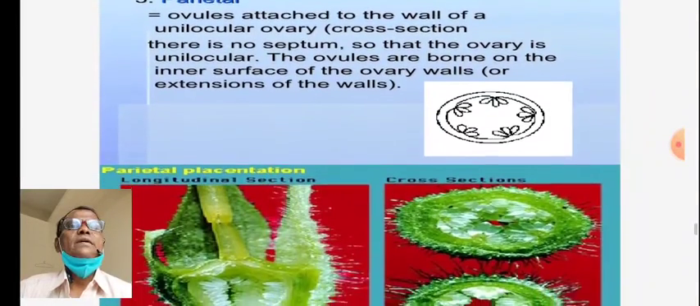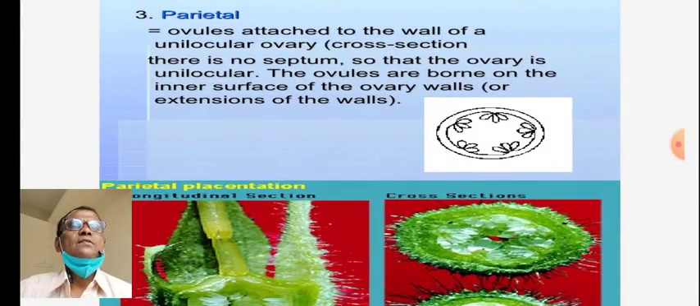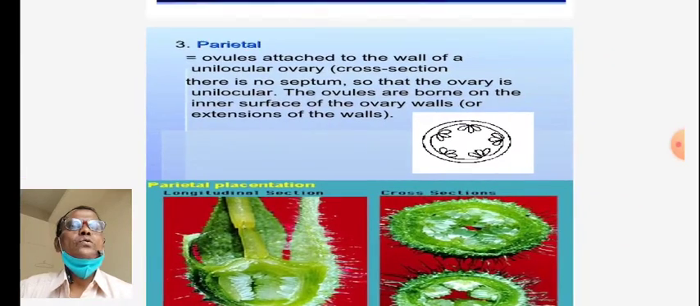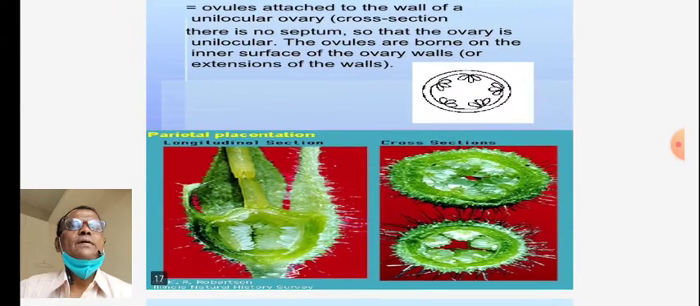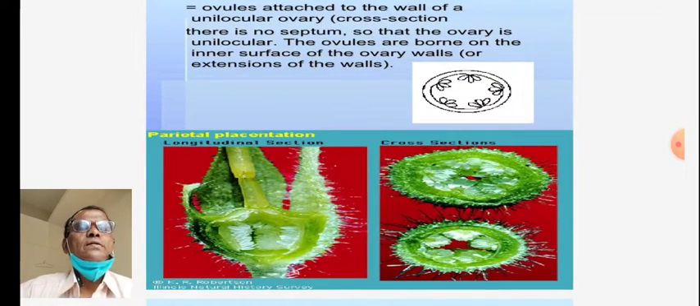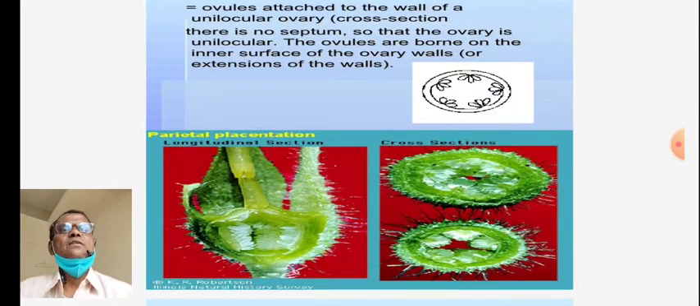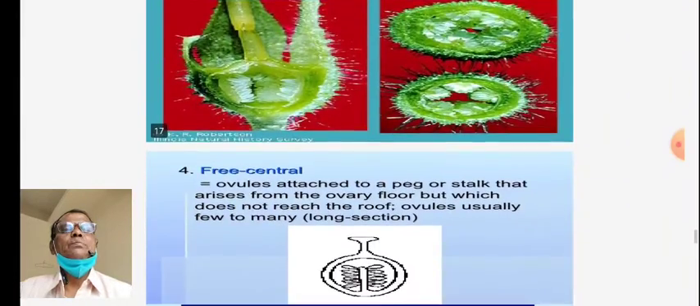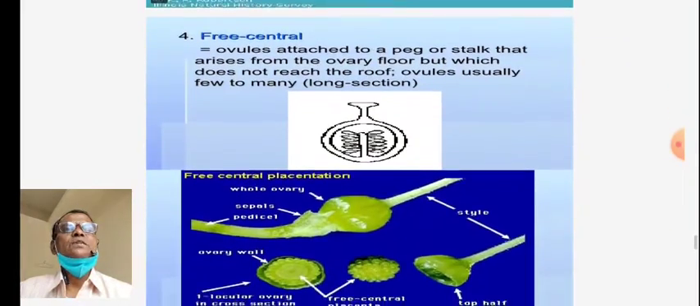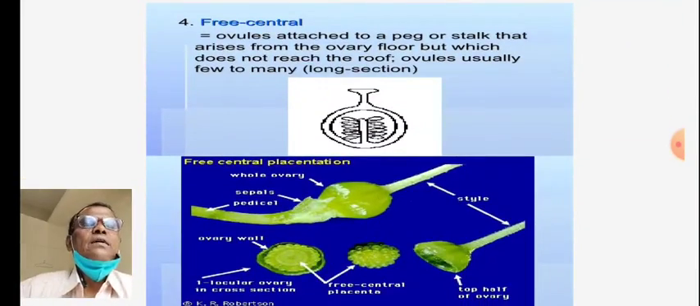Then in parietal, you see this is a good example: ovules attached to the wall of a unilocular ovary. So the ovary is unilocular; in cross section you see there is no partition, and a good example is our cucumber, where the septum or walls are not present. So it shows parietal placenta at the margin, but more than one placenta.